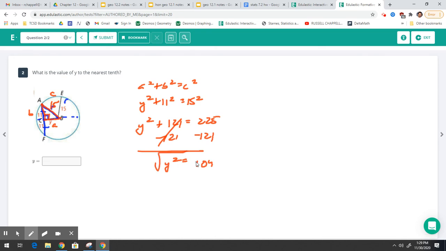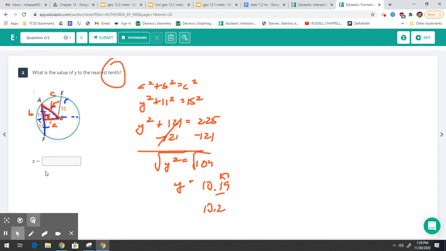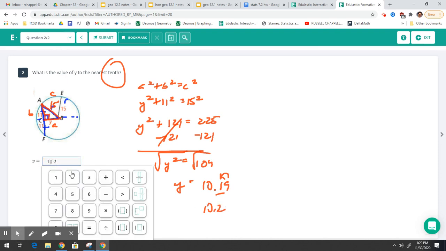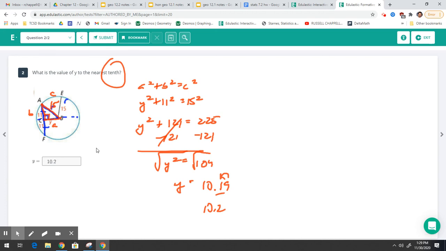And then to get y by itself, you take the square root. Again, plus or minus, but we ignore the minus, and the square root of 104, rounded to the nearest tenth, is 10.19. That 9 rounds the 1 up to a 2, so 10.2. So again, as you can see, more ways to incorporate the Pythagorean theorem and right triangles. All right, good luck on this assignment, and we'll see you next time.